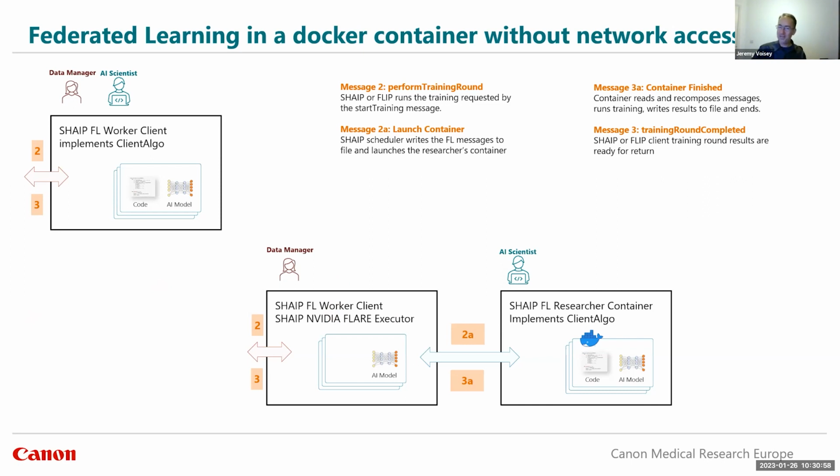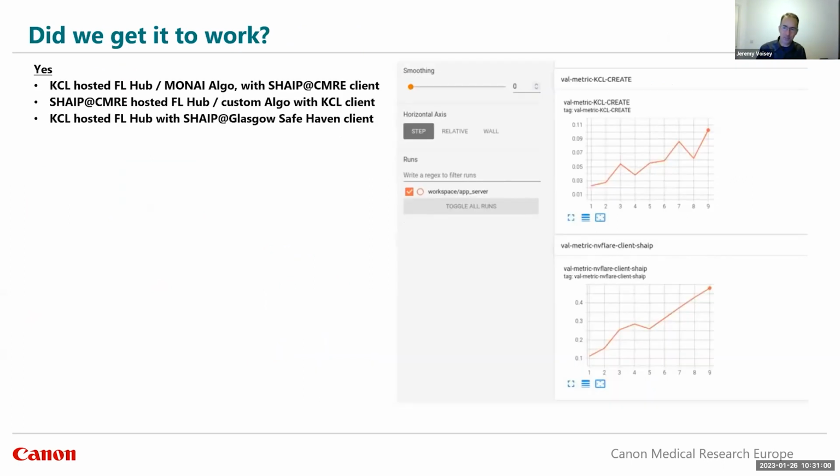So bottom line, how did we get on? Did we get it to work? Well, the bottom line is yes, we did manage to get it to work to a degree. So we got the experiment running where KCL were hosting the hub, and we were using the MONAI Algo with SHAIP. Actually, I should have said earlier, sorry, to test it initially, we were using a deployment of SHAIP in Edinburgh as the client. That worked.